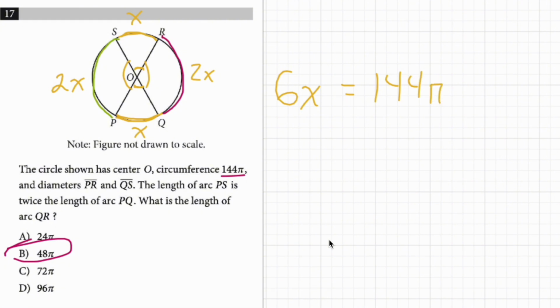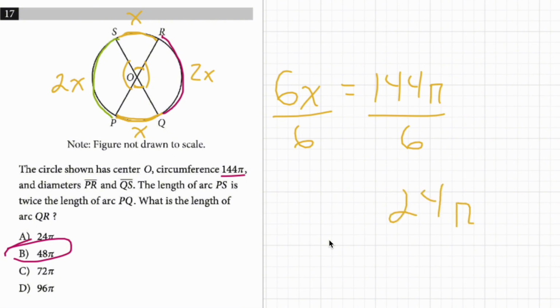And then to solve for X, what do you do? Divide by what? Divide by 6. Divide both sides by 6. What's 144 divided by 6? I guess 48? No. Well, punch that into the calculator. 24. There we go. 24 pi.